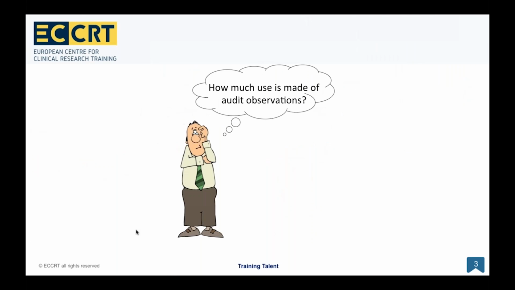What I'm interested in and what I think is an important point to consider is how much use is actually made of audit observations. We make a lot of audit observations when we conduct investigator site audits, but I'm not actually sure how well they are used. And my feeling is that you could get more out of them than you actually do, or than most companies do.